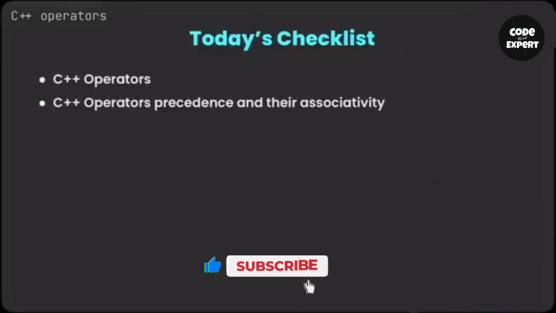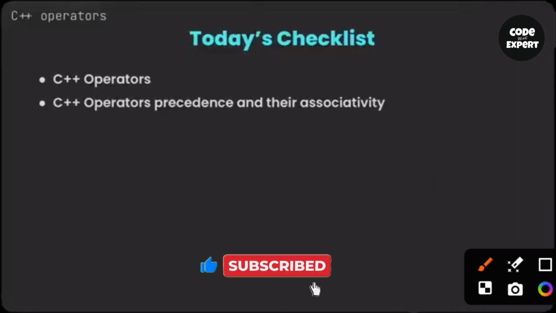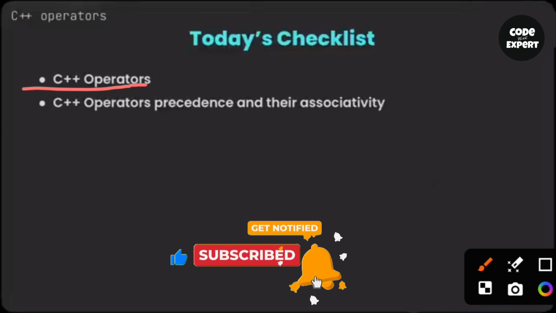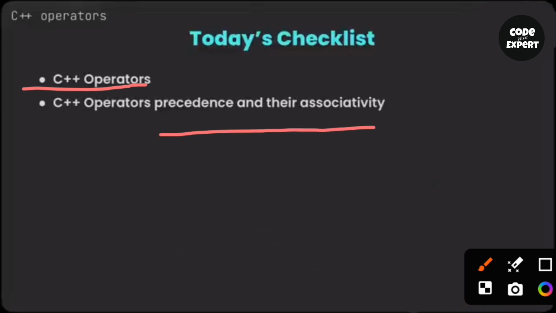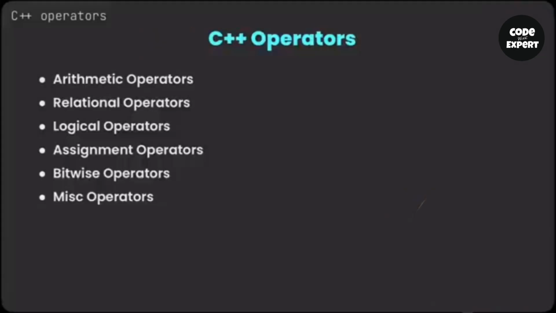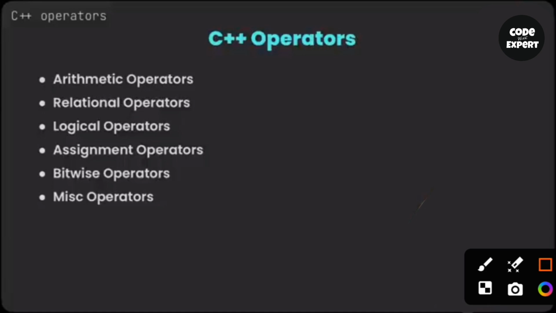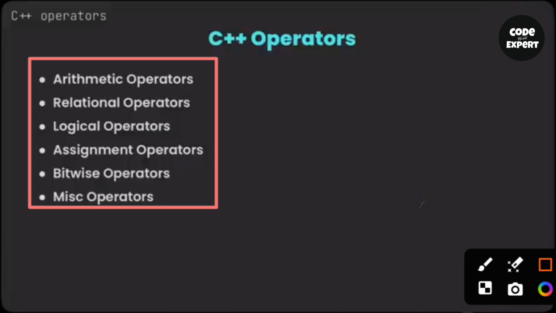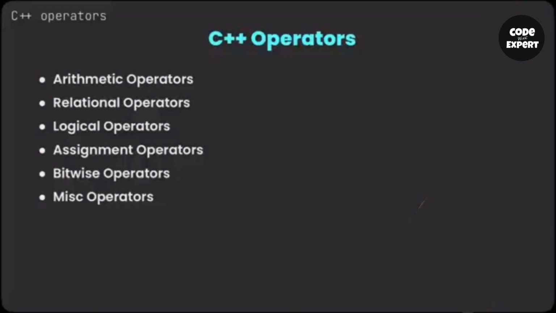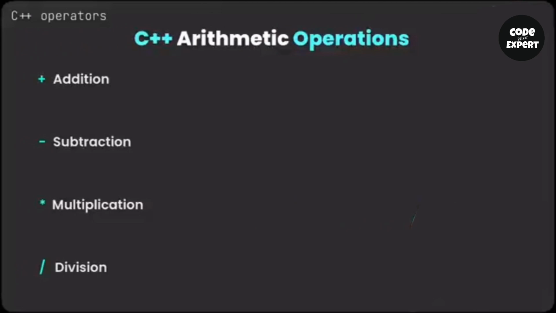Our today's checklist is C++ operators and their precedence and associativity. Now, there are many types of C++ operators. Some of these are listed below. First is arithmetic operators, second is relational operators, third is logical, fourth is assignment, fifth is bitwise, and some miscellaneous operators. So in this video we will learn about these six types of operators. Let's begin with the first operator.